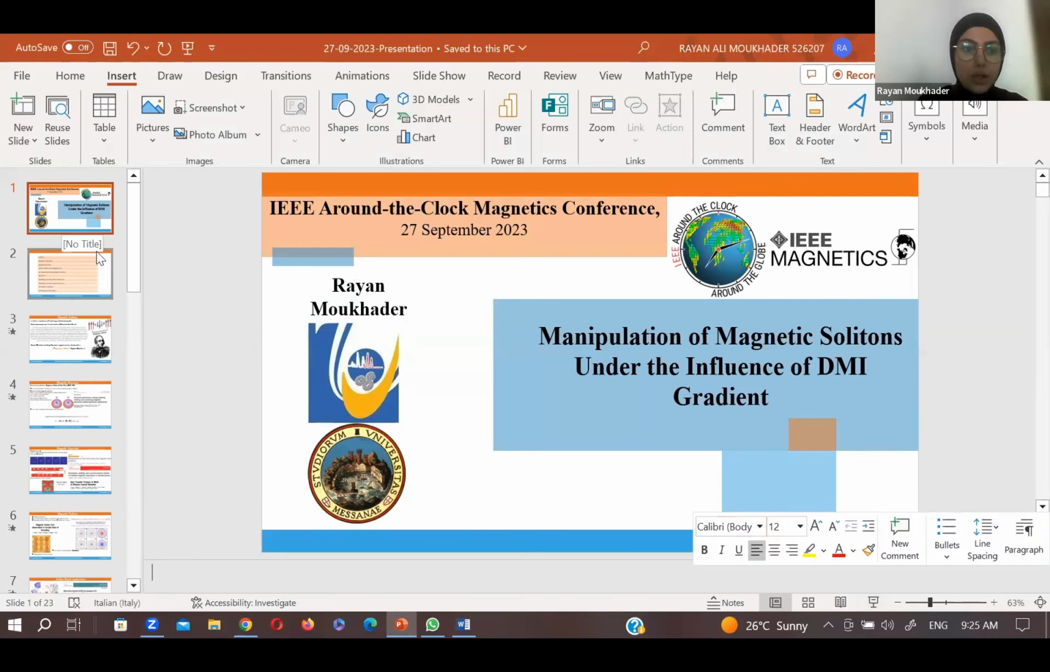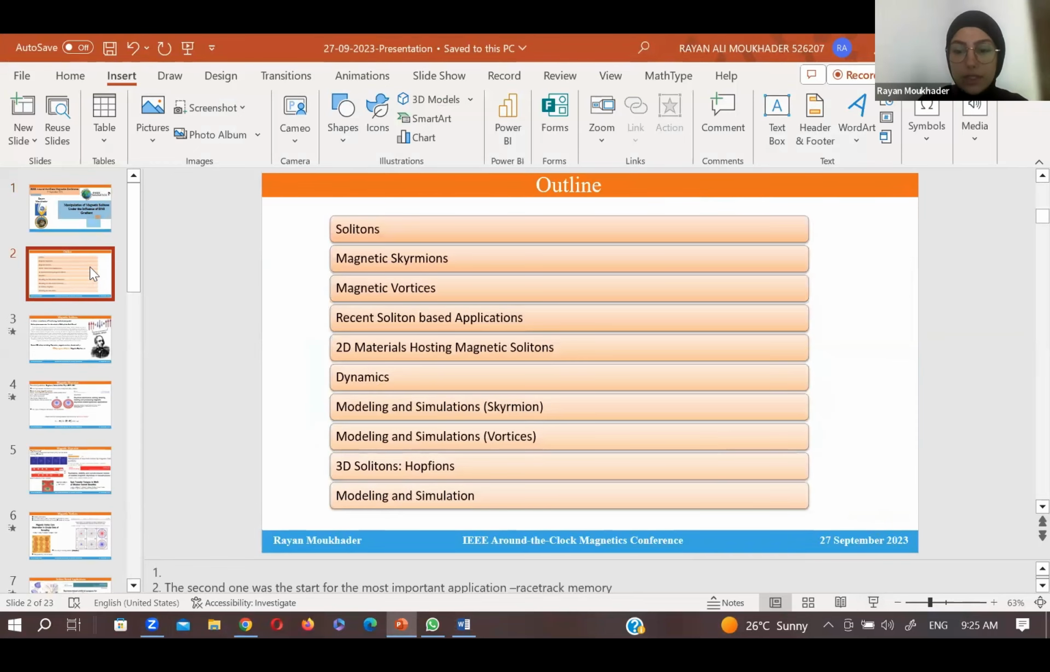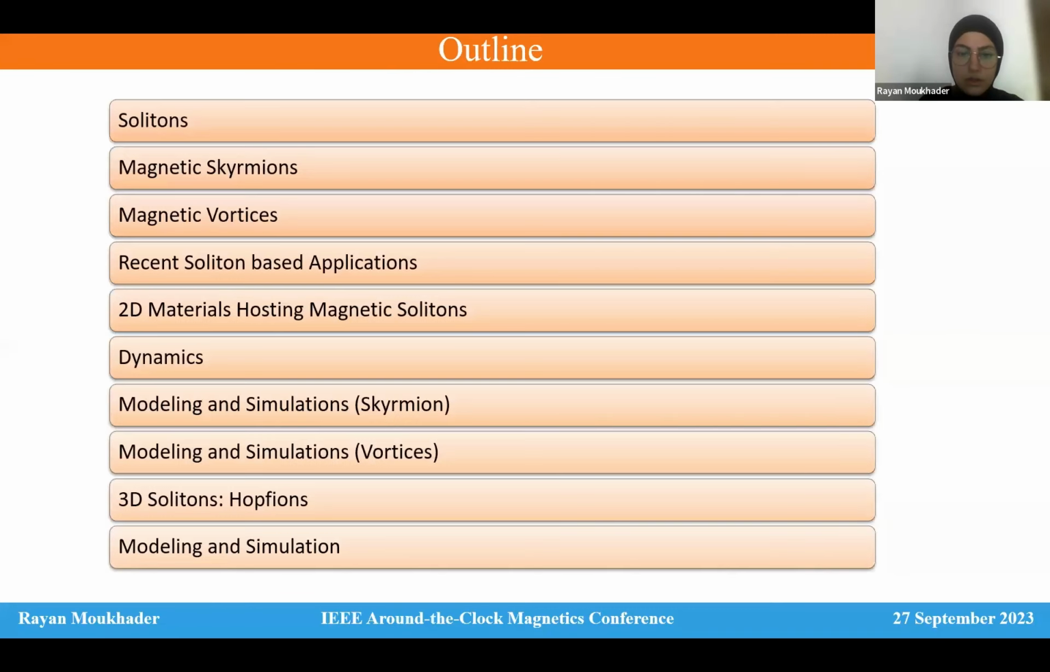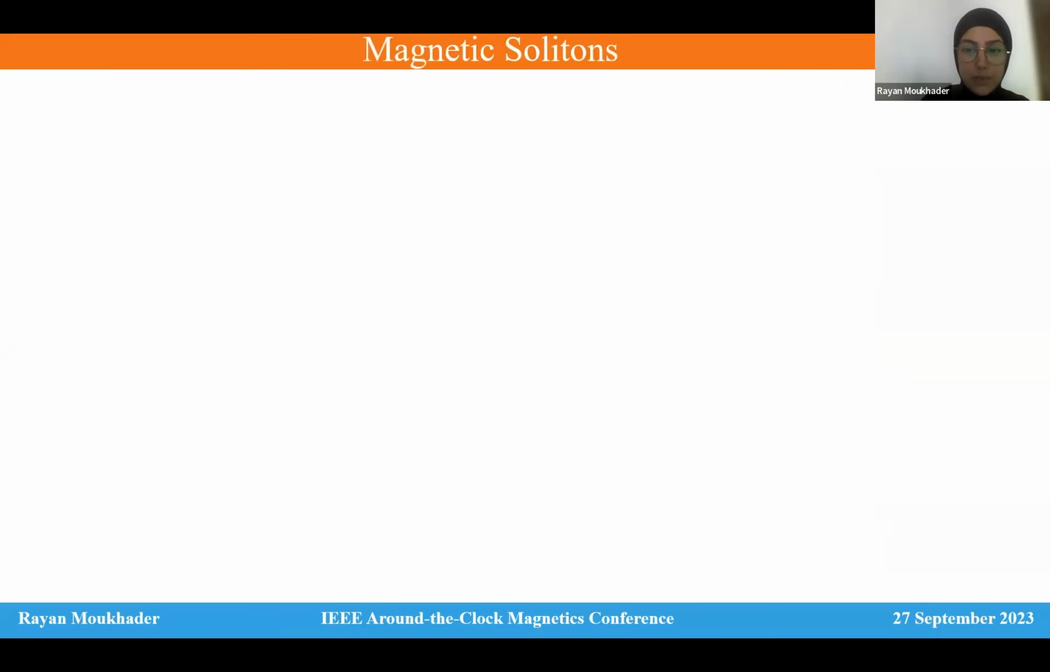Okay, so we will have a quick definition about solitons. Then we will define together magnetic skyrmions and vortices. We will talk about some recent soliton-based applications and some 2D materials hosting magnetic solitons. We will discuss together the equation governing the dynamics, in addition to some results we get for the dynamics of skyrmions and vortices. At the end, we will give a brief introduction into Hopfions and a simple simulation.